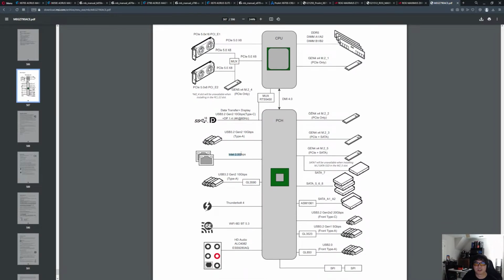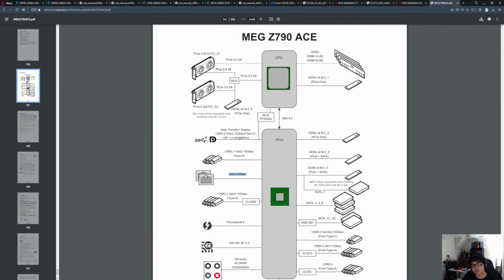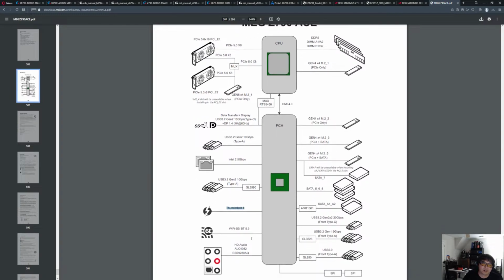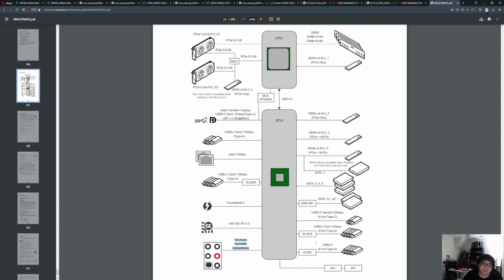It's kind of weird. Why are they doing dual 2.5? It's funny how none of these motherboards seem to be consistent. They decide to change up the way they do things every single time. Yeah, Z790 doesn't have 10 gig. It has two 2.5 gig on the back. And then it has Thunderbolt 4, and then the same stuff. All this stuff is the same.